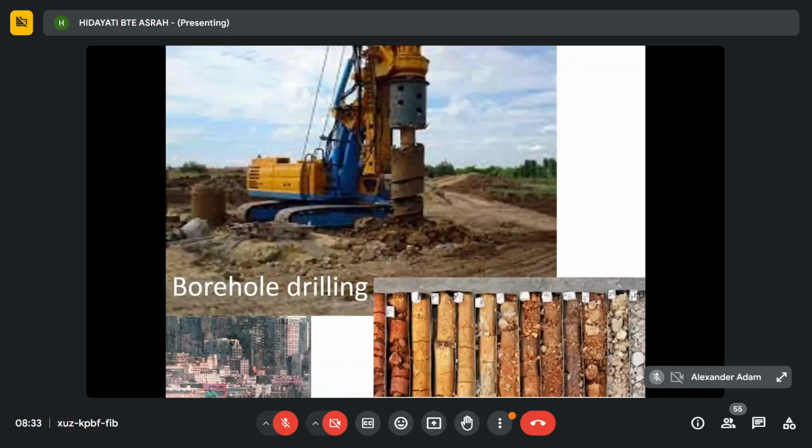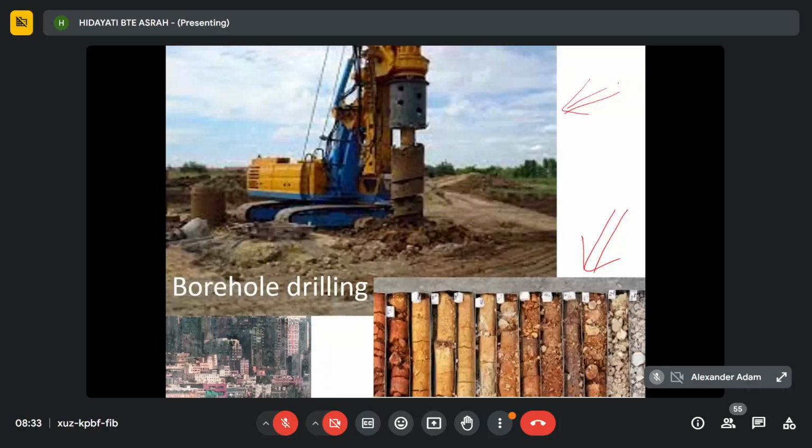Borehole drilling is a method to get soil sample through drilling by using machinery. Here you can see the machinery, which is borehole drilling. They drill the borehole to get the soil sample. In the bottom figure here, you can see the soil sample obtained from the borehole drilling, an example of the soil sample.